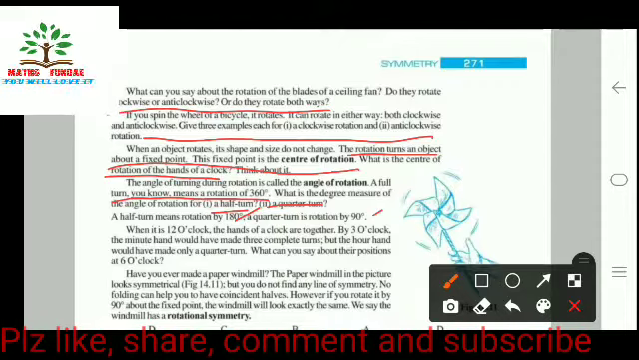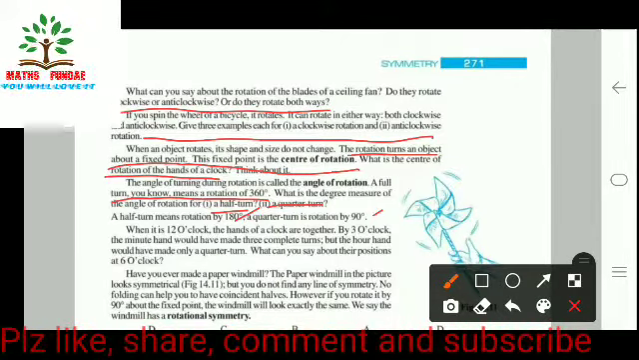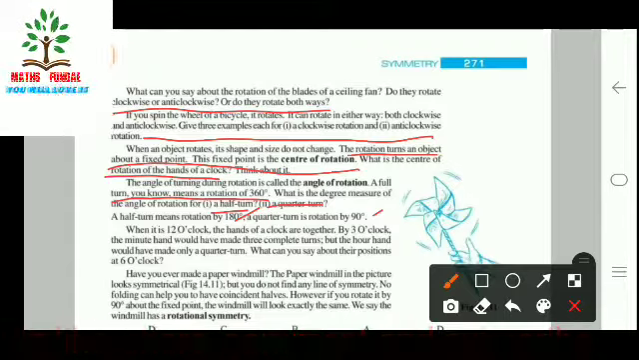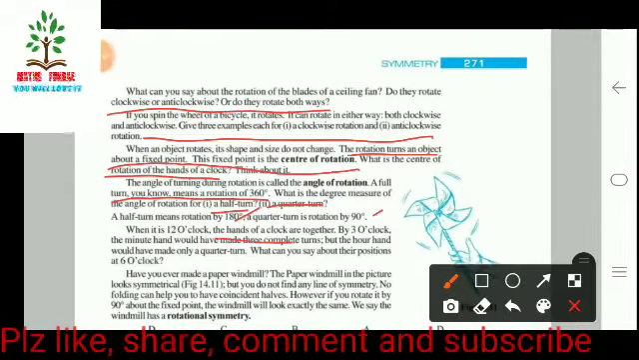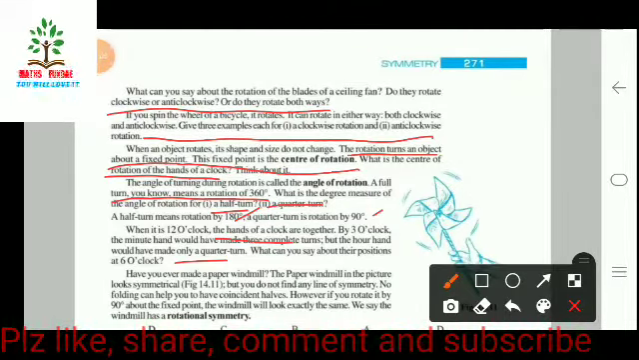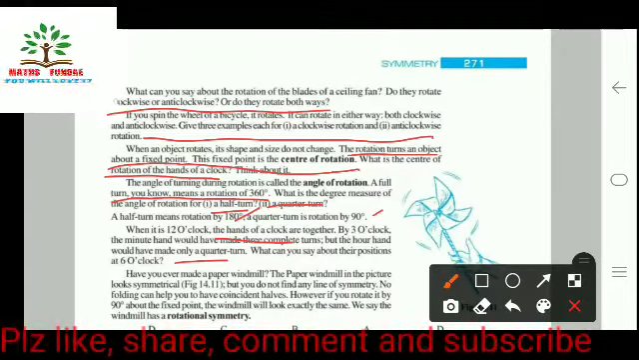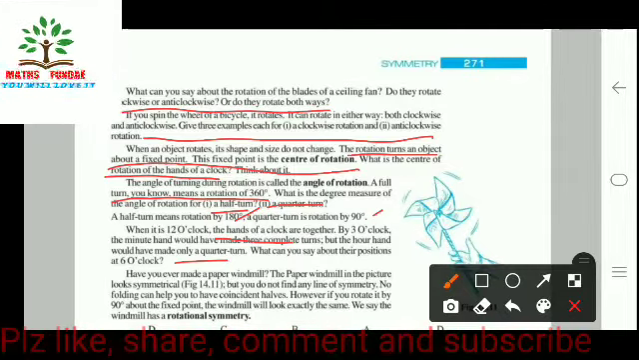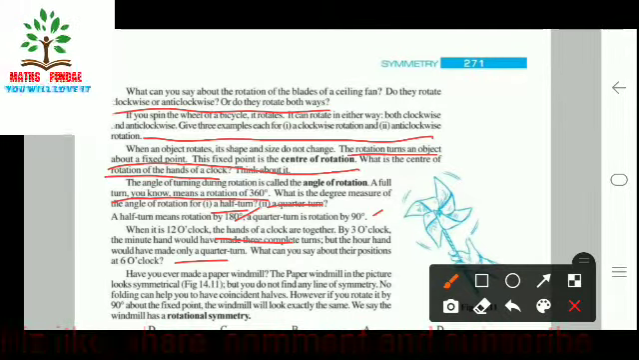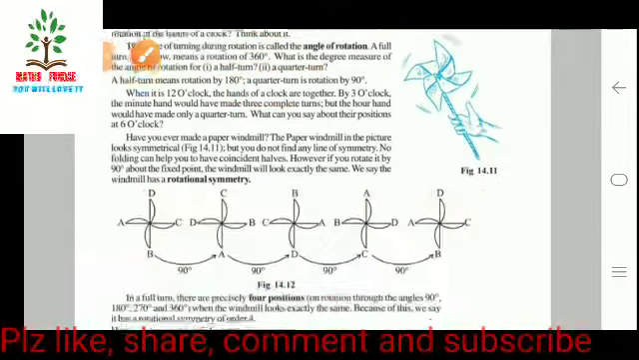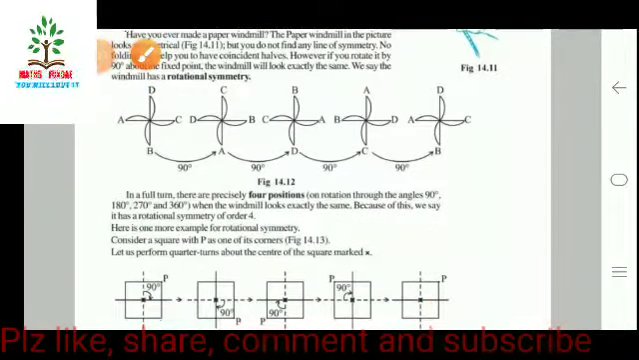When it is at 12 o'clock, the hands of a clock are together. By 3 o'clock, the minute hand would have made 3 complete turns, but the hour hand would have made a quarter turn. So what do you say about their position at 6 o'clock? This you know. Now, rotation symmetry is clear. So the next thing, looking here at this figure, is about the same.